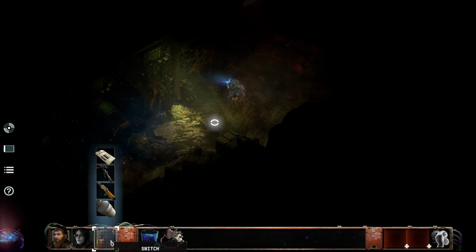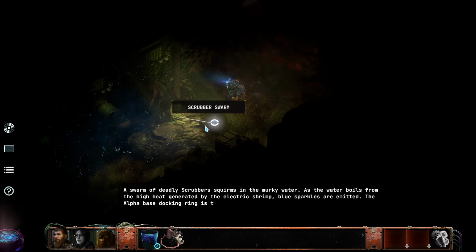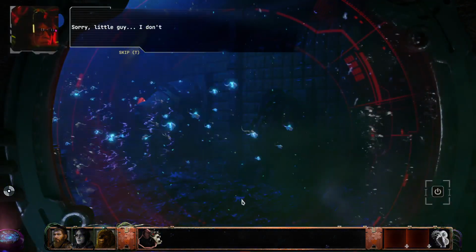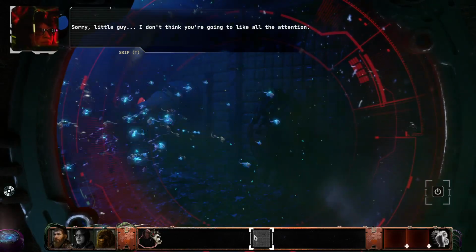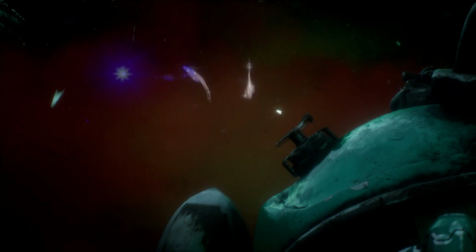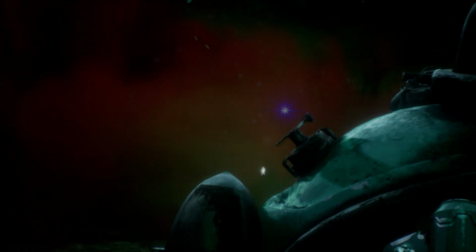But I don't know, maybe I just use the chamber directly on the swarm now? Sorry, yep, okay. Guy, I don't think you're going to like the attention. Oh, I forgot to intentionally walk her into the swarm so that we got all the death animations. Well, whatever, it's fine.